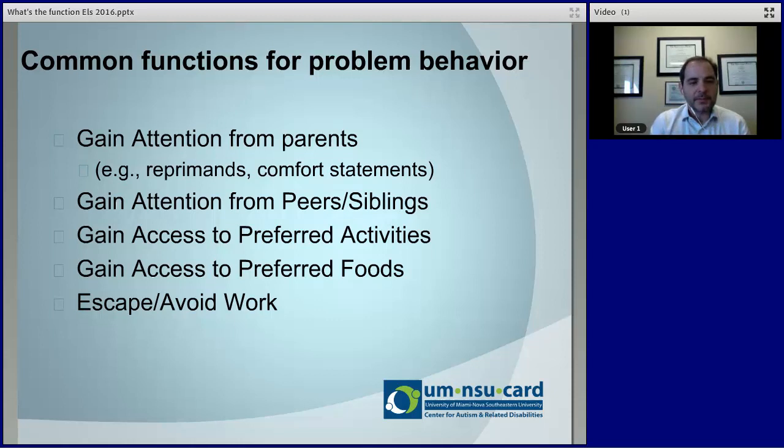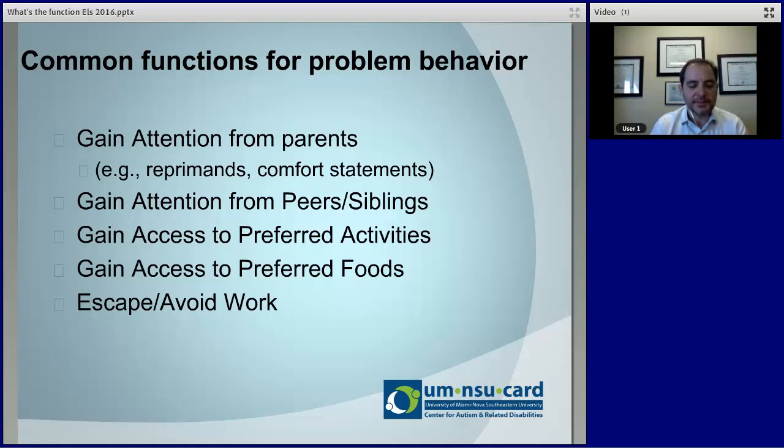And so what we have here then are these common functions for problem behavior. And you can look at the word function and just take that to mean that it is probably the reinforcer. It is the thing that maintains problem behavior. It is the reason for problem behavior. I think that sometimes we look at problem behavior, we look at the occurrence of a tantrum or some severe outburst, and we always wonder, why is that happening?